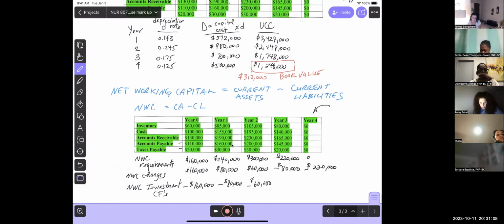So then this is plus 80,000. I'm just changing the sign. 220, and this is a plus. So again, what does it mean? That we have to invest these amounts in the first two years, and then these amounts are released back to the firm.